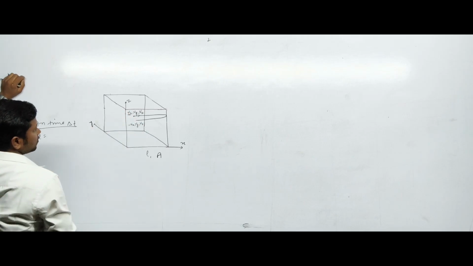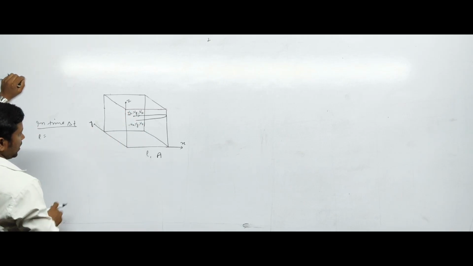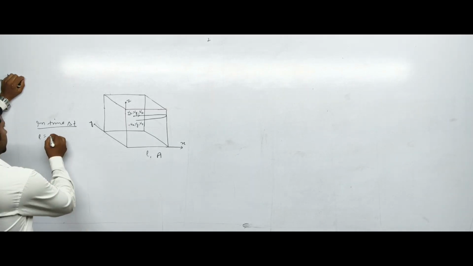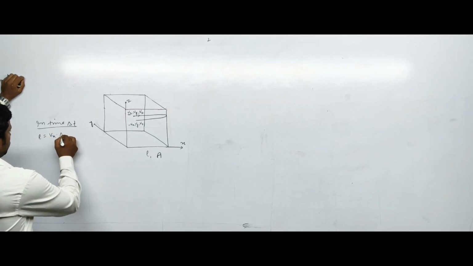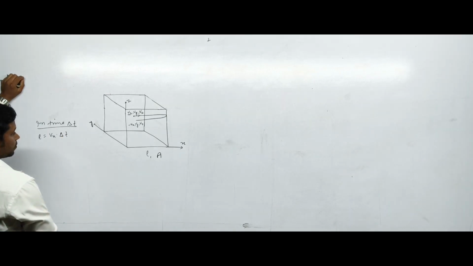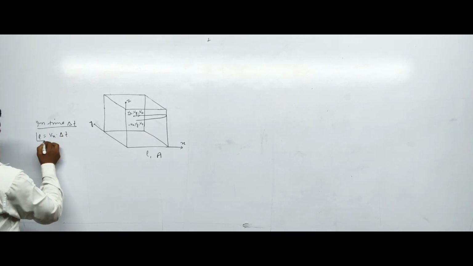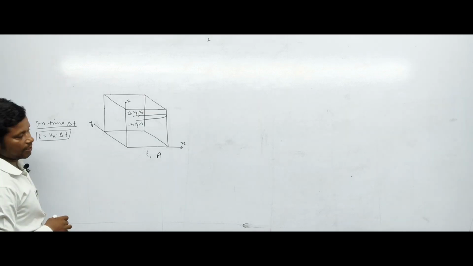if Vx is the speed along the x direction and it takes time del T, then from the formula of speed, the distance is equal to Vx into del T. This is the distance covered by the molecule in del T time.